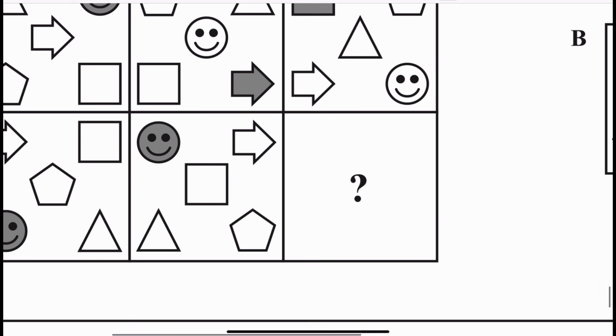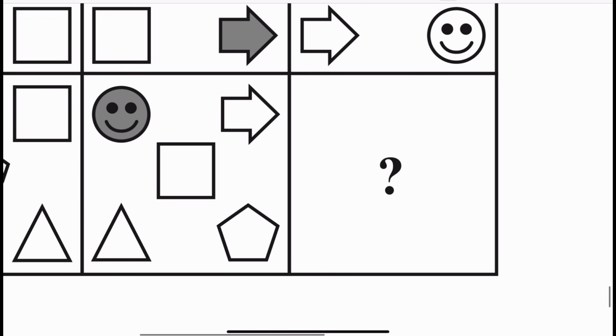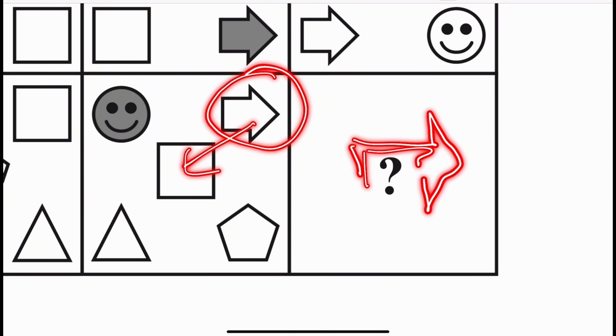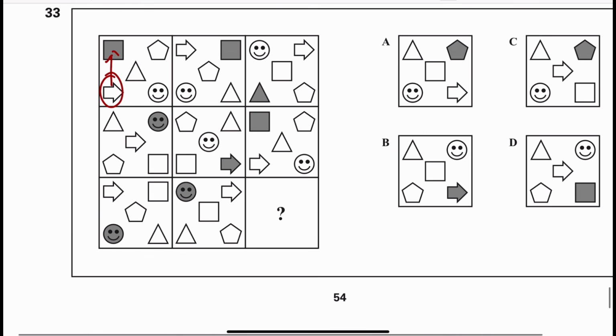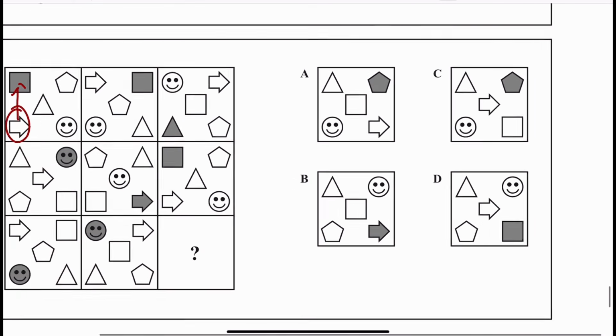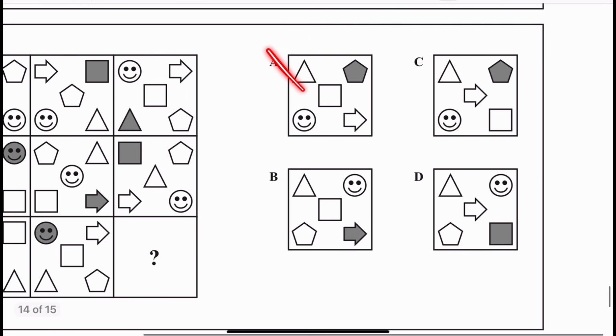So let's look at our row here. So which one's going to go in the center? This arrow, right? So the arrow is going to be in the center. So which one has the arrow in the center? D and C. So we can eliminate A and B, okay? So A and B are wrong.